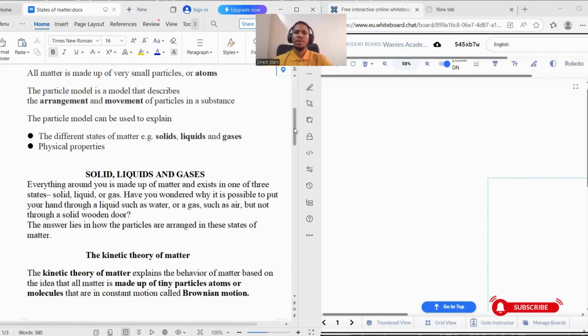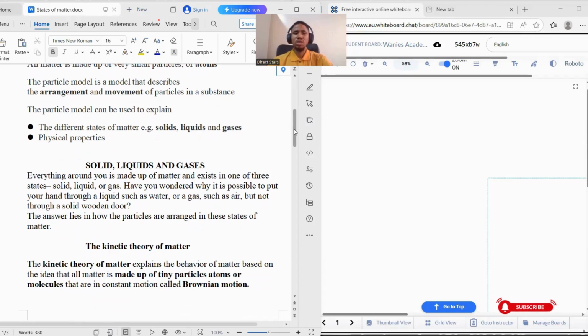Everything around us is made up of matter, and it exists in one of these three states: either solid, liquid, or gas. Have you ever wondered how it is possible to put your hand through a liquid, even through the air, which is a gas, but not through a solid, just like a door? It is because of the particles that make up this matter that you can't put your hand through a solid. So, what are the particles that make up this matter?